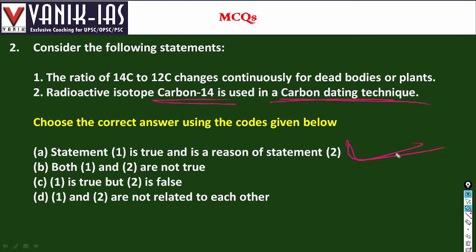Carbon dating is a process especially in which the age of a particular fossil can be derived, right? And it observes the radioactive carbon 14, the amount of carbon 14 present in that fossil, right? Okay, the ratio of 14C and 12C changes continuously for dead bodies or plants. If a person dies, then the ratio changes as the carbon 14 disintegrates, continuous disintegration occurs. That is what we call carbon dating, right? Okay, so option A is right.